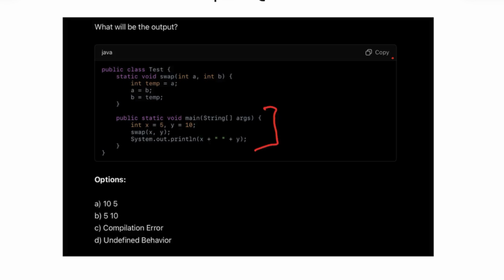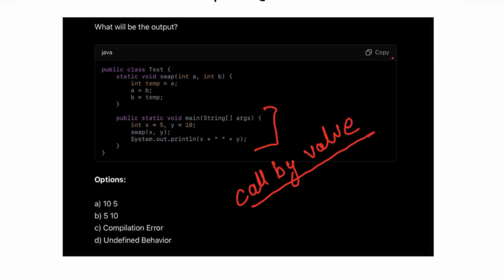This is called call by value, and we'll learn about this in detail in the coming video, but I'm just telling you, because this was a call by value, that is why x and y's values did not change, only a and b changed, and that too within the parameterized function. That is why the output was 5 and 10. Okay, now let's look at the next.